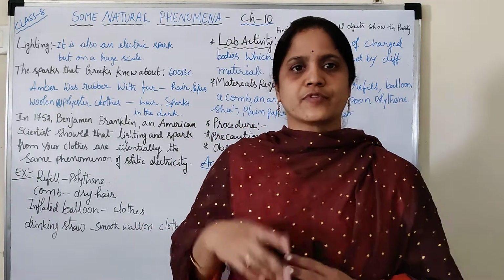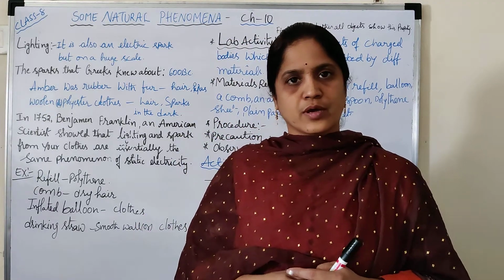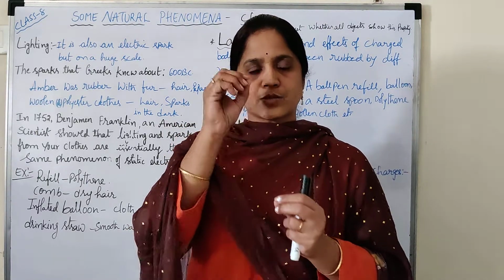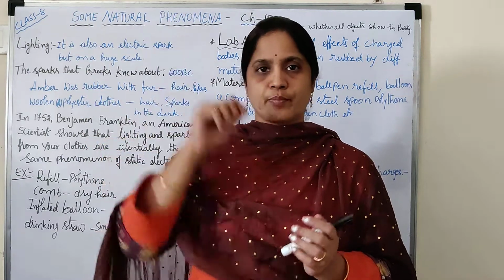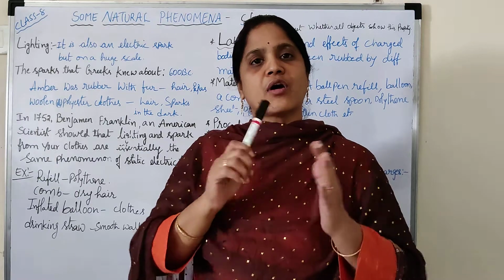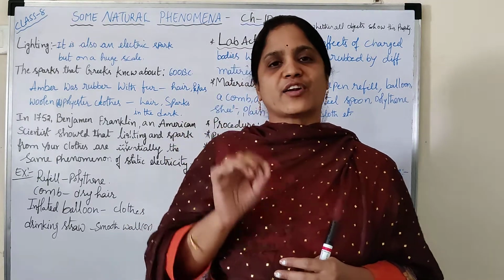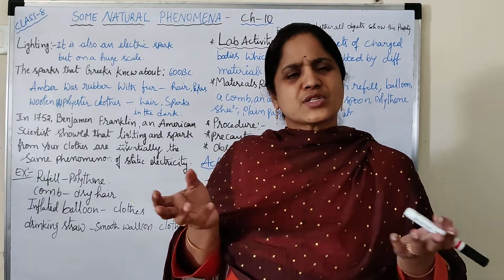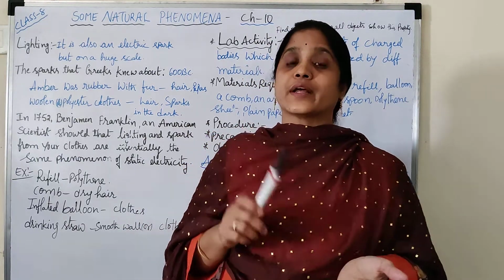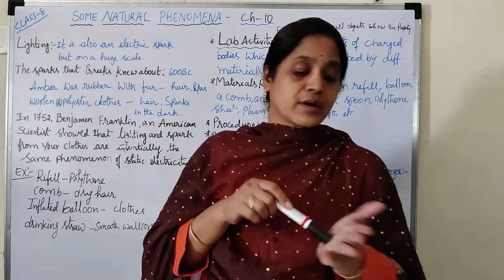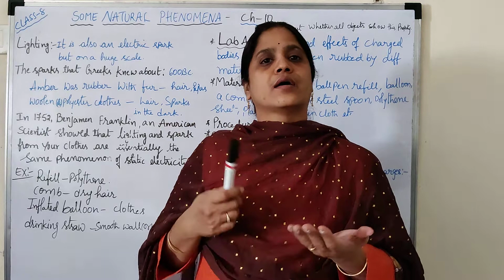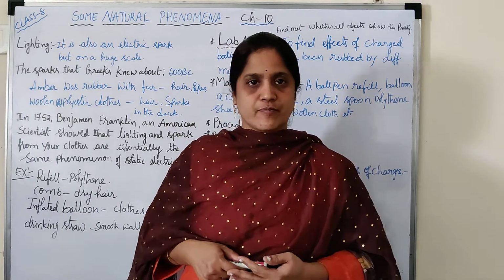You take any. Suppose you take the comb, and you take one paper and make it into small pieces. Take the comb and bring it near the bits of paper, and observe whether the comb attracts or not. There is no attraction. Here you have to take the precaution that the comb should not touch the bits of paper. Even if it touches, the comb does not attract the bits of paper.